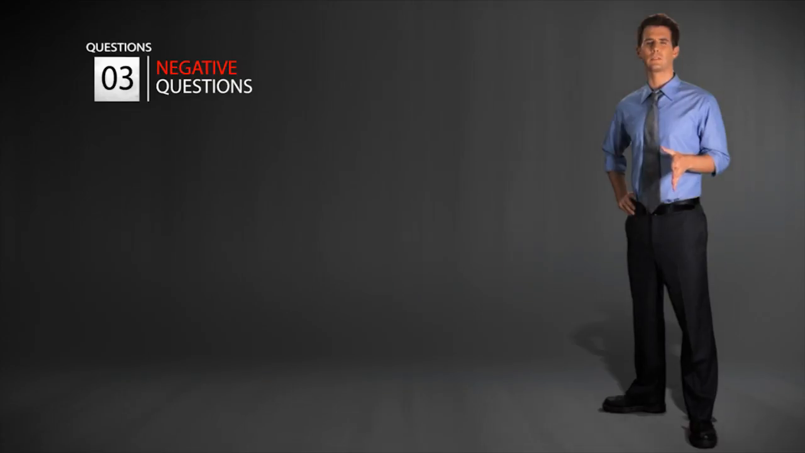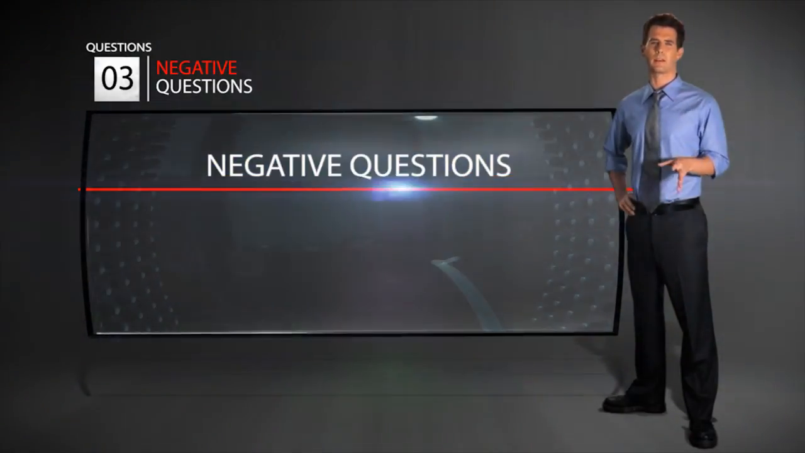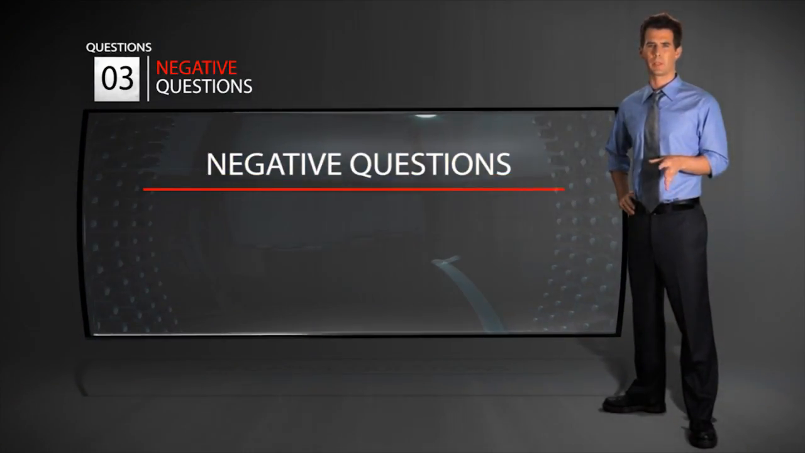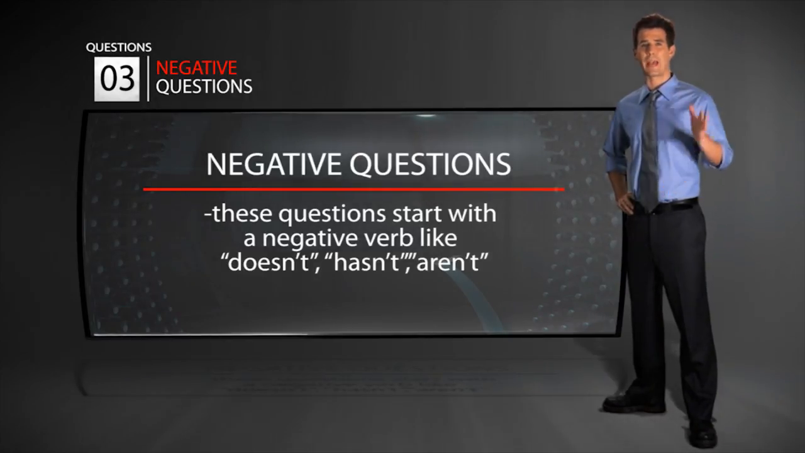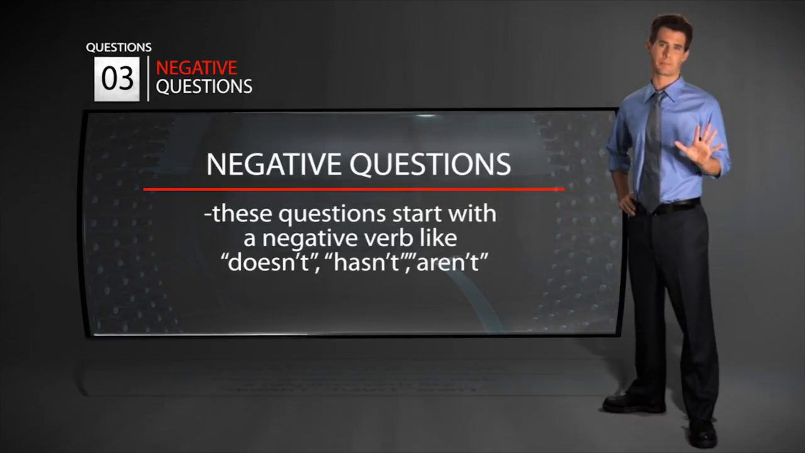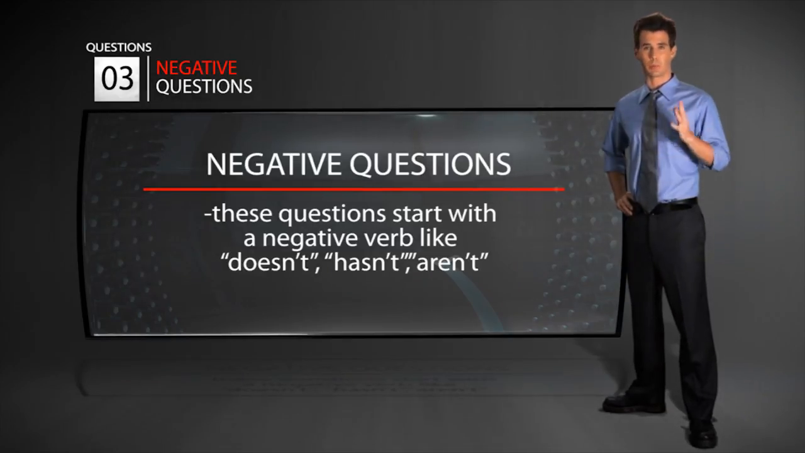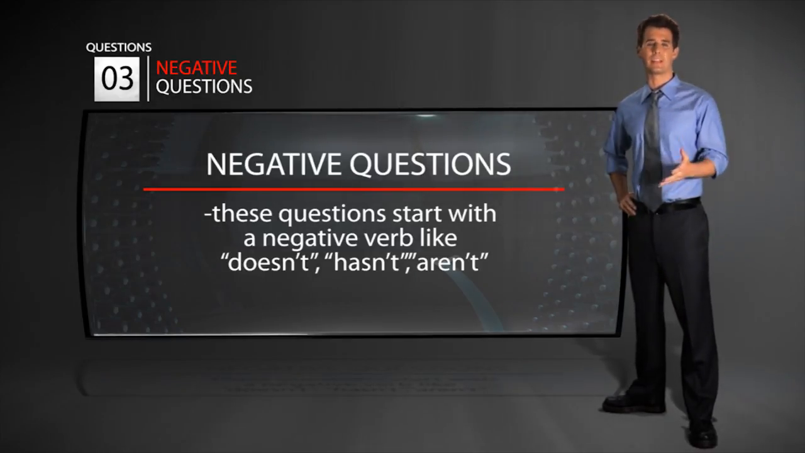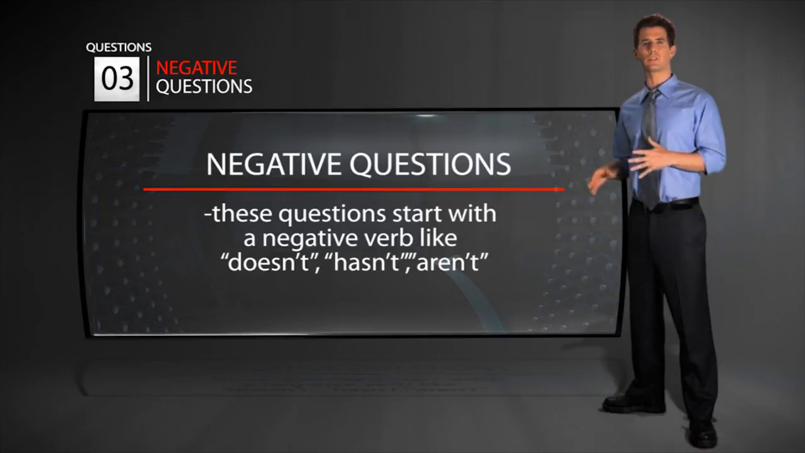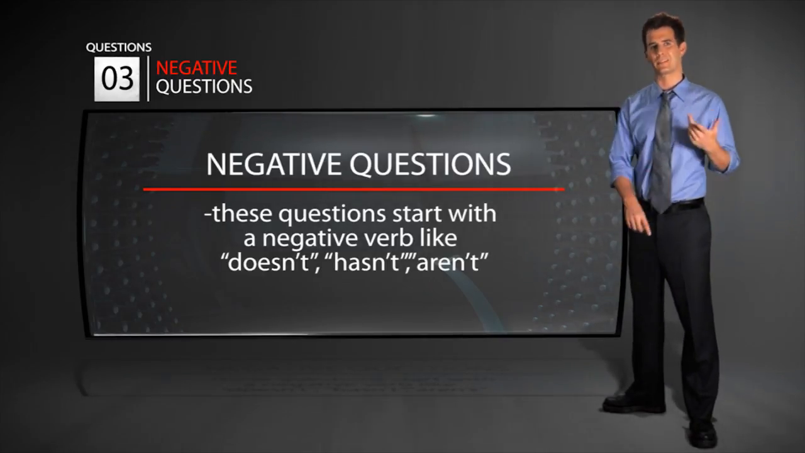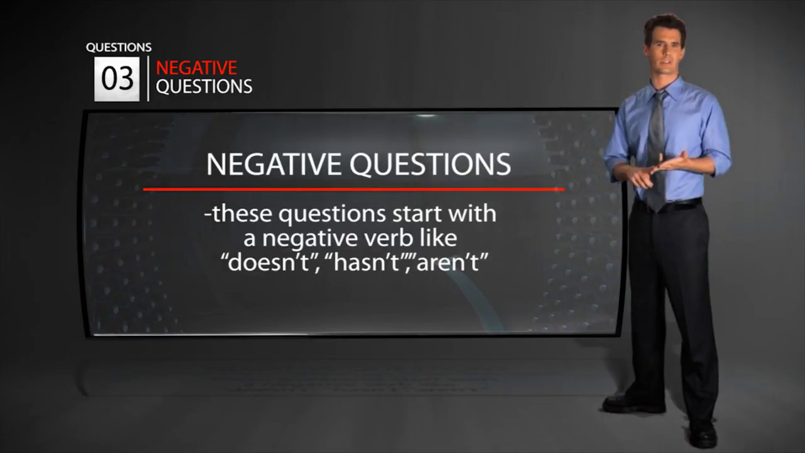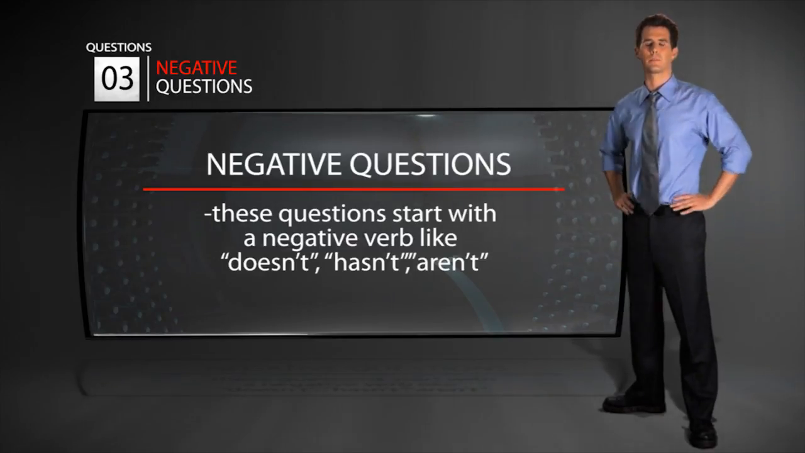Now, let's take a look at that last set of questions that we talked about. These are some more advanced type questions, and we're going to look at 5 different types. Now, the first type we're going to look at are called negative questions. They usually start with a negative word. For example, hasn't, or don't, or aren't. Let's take a look at some examples.